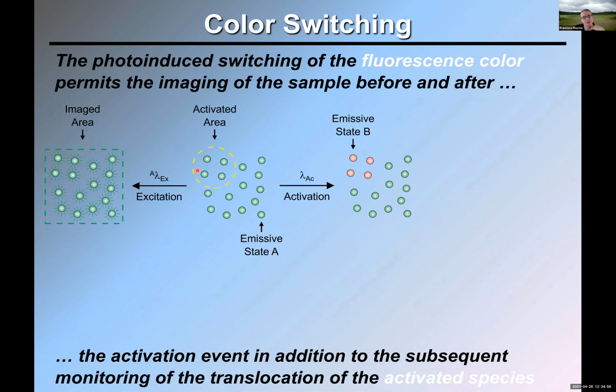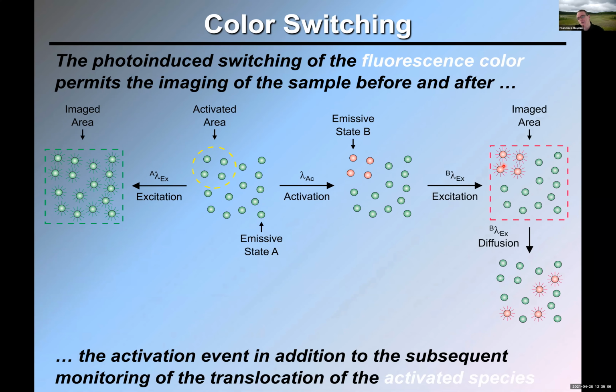Then you do your activation. So only in this spot, the molecules are switched to a new state, which produces fluorescence in a different spectral window. So you can then acquire an image which would show fluorescence here only. And then over time, these molecules would diffuse in other regions, and you would be able to see where they go by collecting images over time. And from the correlation of emission intensity and time, you can extract diffusion coefficients.